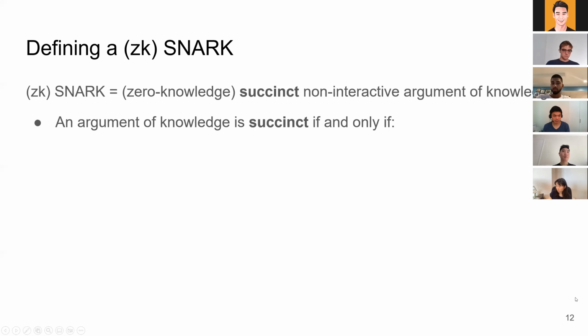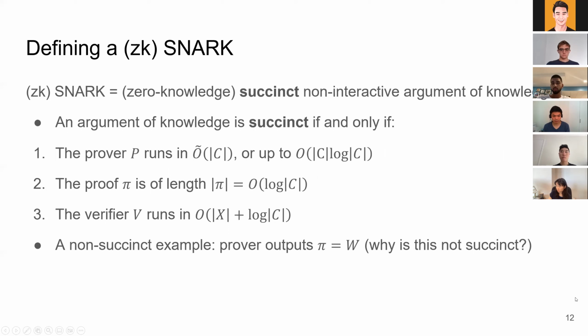And then the succinct part was some runtime requirements that we had gone through last time, requirements that bound how long the prover has to run to generate the proof, how long the proof can be, and how long the verifier can run to verify the proof. And we talked about why submitting a proof that is exactly the private witness is not going to produce a valid SNARK. The reason is that this third runtime requirement is not satisfied.